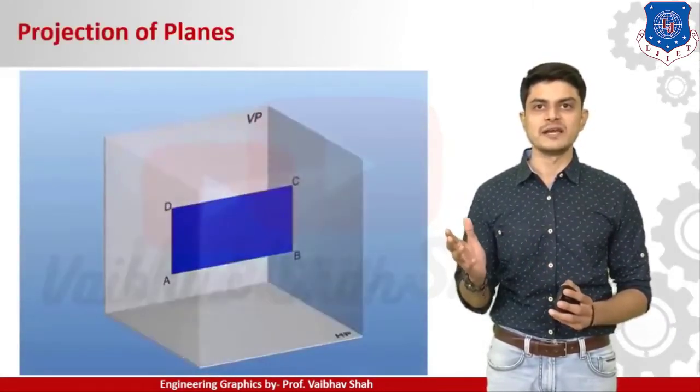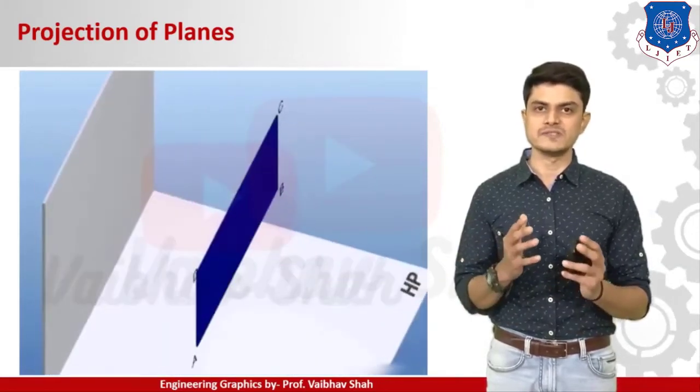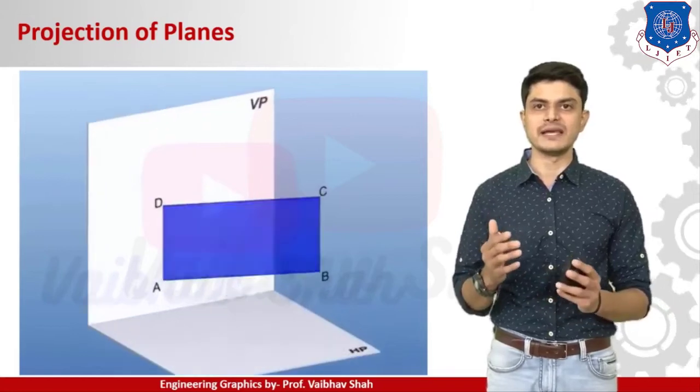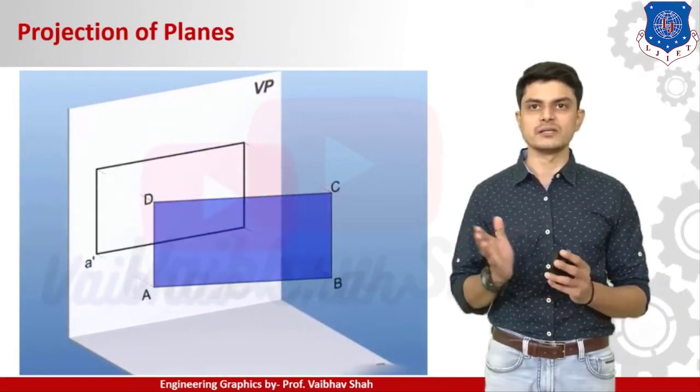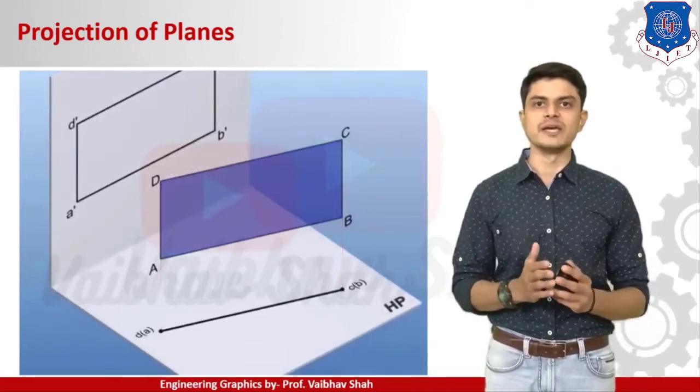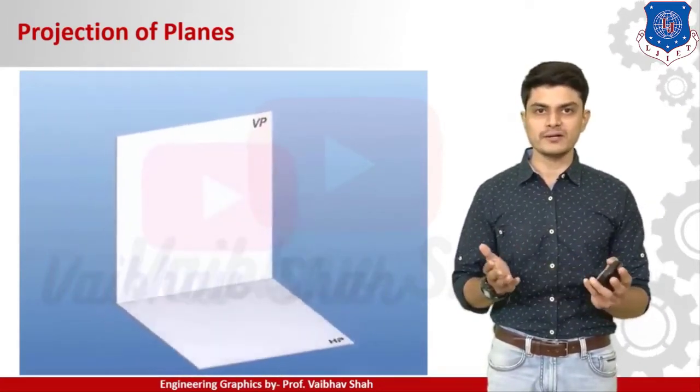Plane. As you can see, we have this plane, and we have put the same plane into a quadrant system. Here we have taken the plane inclined with the VP. So we have taken the front view. As you can see, it is a rectangle, and if we take the top view, then it would be an inclined line.